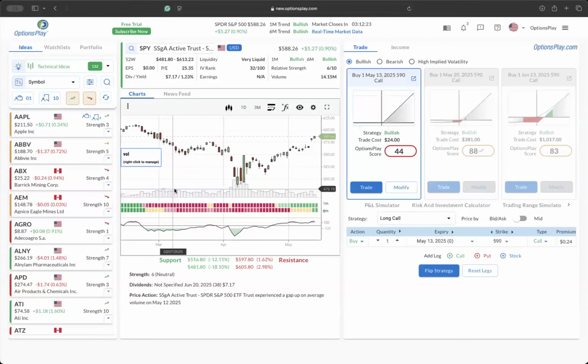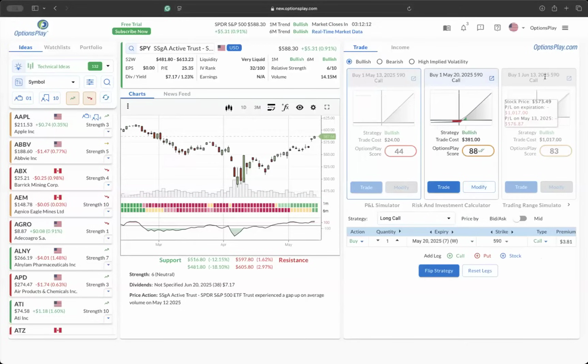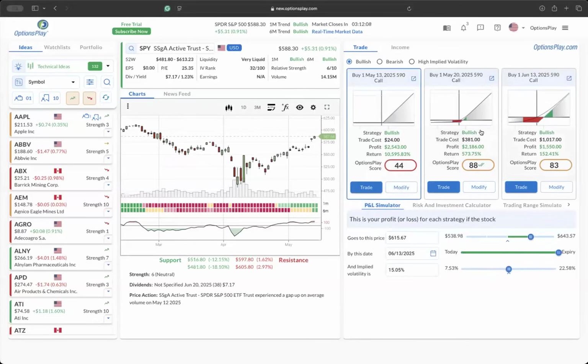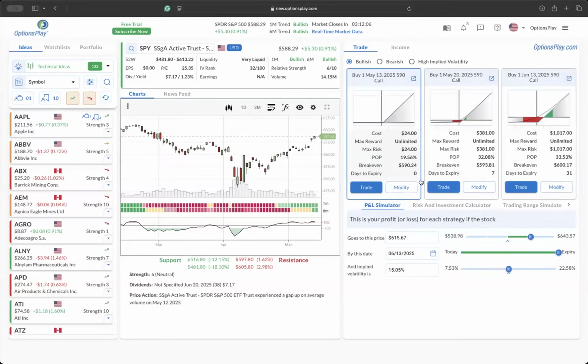Right, so you guys should be able to see my OptionsPlay platform now. And what I have are three options. I have the 0 days to expiration 590 call, the 1 week 590 call, and then the 30-day 590 call. So the same strike price, different expiration dates. One is 0 days, one is 7 days, and one is 31 days to expiration.